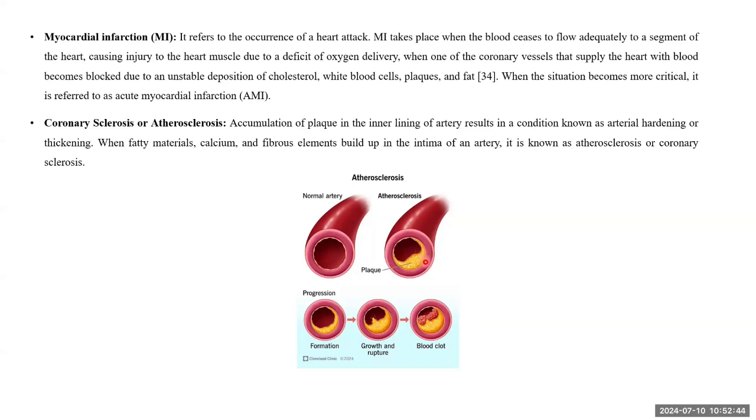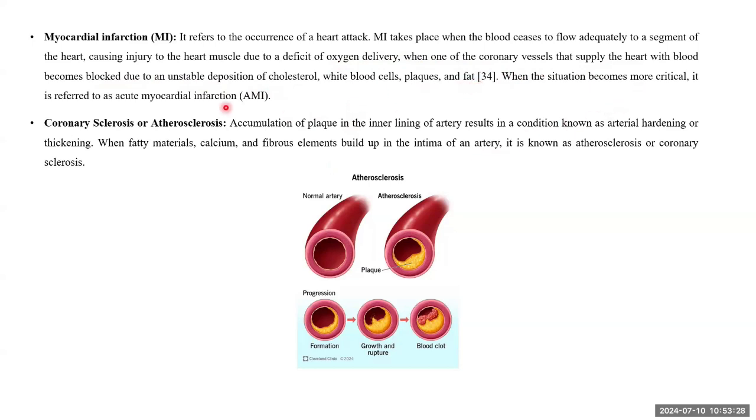Once there is a narrowing of the blood vessel, this plaque can be dislodged and go into circulation and get stuck somewhere. If in the circulation of the brain it causes stroke, and if it gets stuck in the coronary arteries it leads to myocardial infarction. So this is how blood ceases to flow adequately to a segment of the heart, which causes death of that segment due to the non-delivery of oxygen. So one of the coronary vessels that supply the heart with blood becomes blocked due to unstable deposition of cholesterol, white blood cells, plaques, and fat.